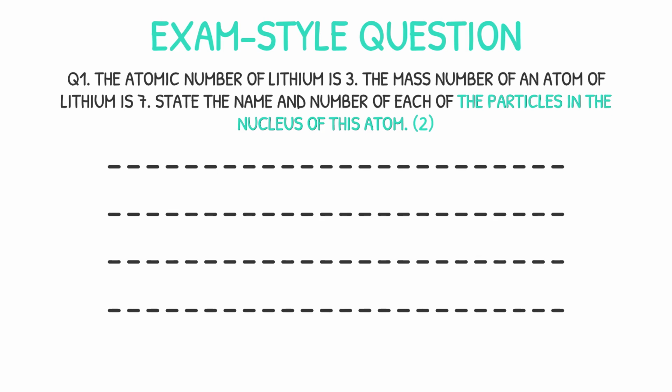So, this question is asking for you to state the number of protons and neutrons found in the nucleus of this lithium atom. For 2 marks? Let's do it. If our atomic number is 3, then we must have 3 protons in the nucleus. That's it. That's already our first mark. If our mass number is 7, then we have 7 minus 3 neutrons. 7 minus 3 is equal to 4. We have 4 neutrons in this lithium atom. And that's it. Those are your 2 marks.